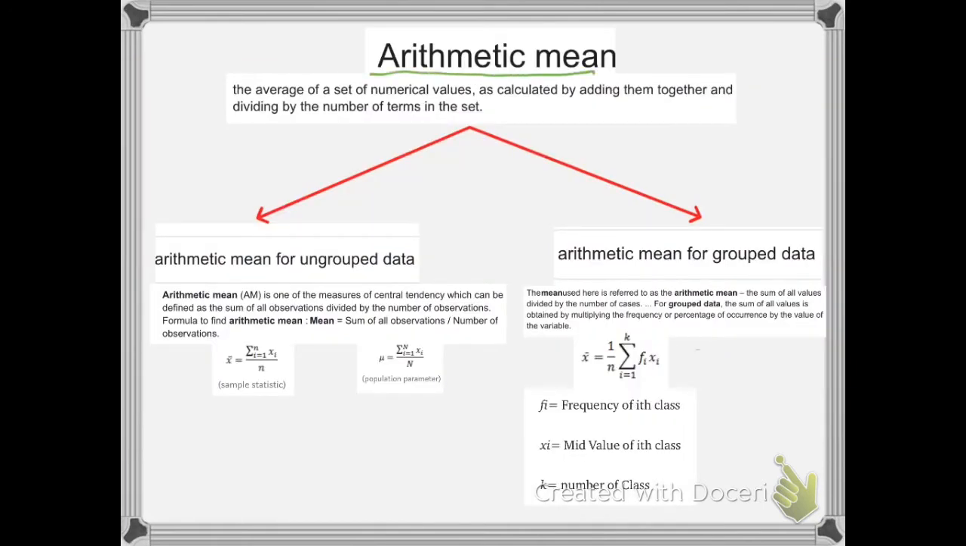Arithmetic mean. We refer to the arithmetic mean one time by x bar and one time by mu. X bar if you have a sample and mu if you have the population. We can compute the arithmetic mean for both cases, ungrouped data and grouped data as well. To figure out the difference between them, try to check those two examples with me.